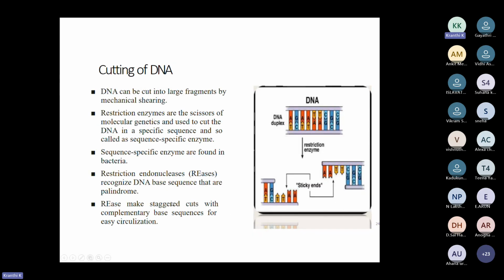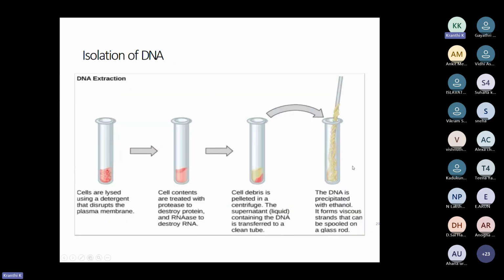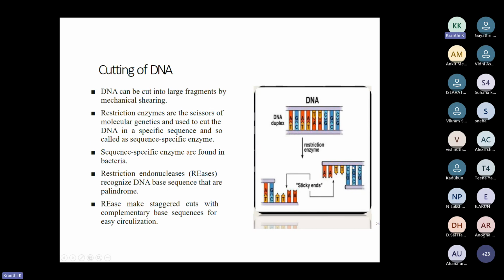Then after extracting or isolating the DNA, the DNA is cut into large fragments by mechanical shearing. Mechanical shearing means we have different methods. Put in glass beads and shake it. The glass beads will cut the DNA into small parts. That is one irregular cutting. Or you can use a restriction endonuclease so that it will cut at selected places only. Like that you cut the DNA.